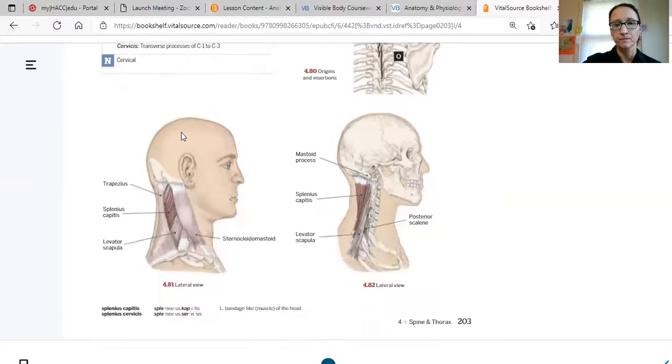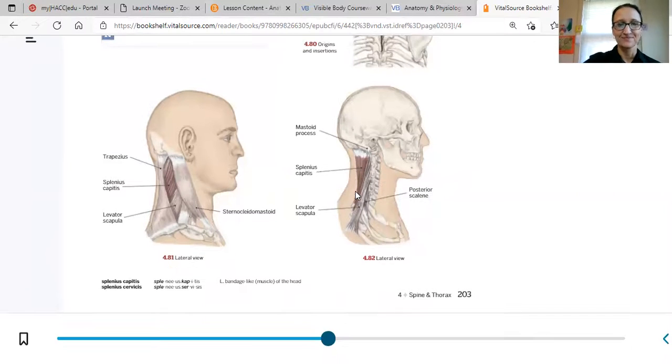Sits right next to levator scapula. Oh, Splenius, I forgot to mention this. The word Splenius means bandage-like, like a splint. It comes from the same root word.